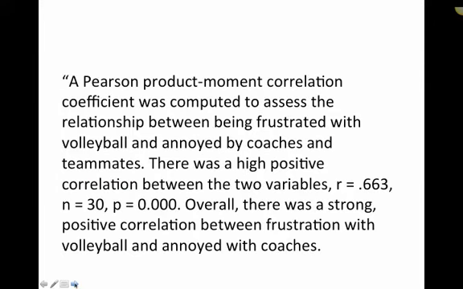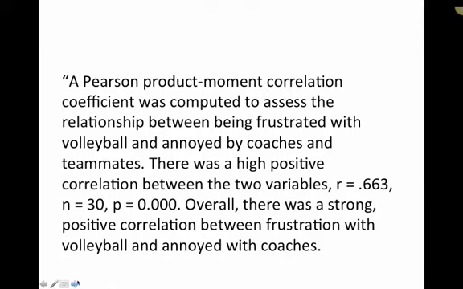Okay, moving on. So basically, here is the actual write-up for that. A Pearson product moment correlation coefficient was computed to assess the relationship between being frustrated with volleyball and annoyed by volleyball coaches and teammates. There was a high positive correlation between the two variables, r, italicized, = .663, that was the first number we circled. N = 30, or whatever your number is, and p = .000. Overall, there was a strong positive correlation between frustrated with volleyball coaches and annoyed with volleyball coaches.